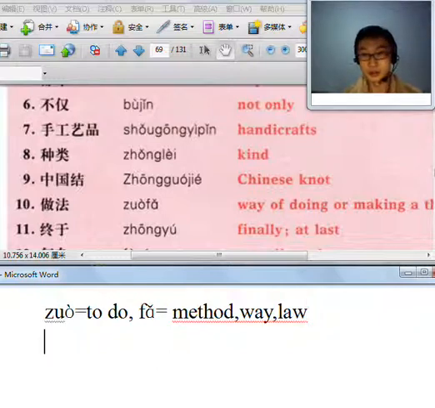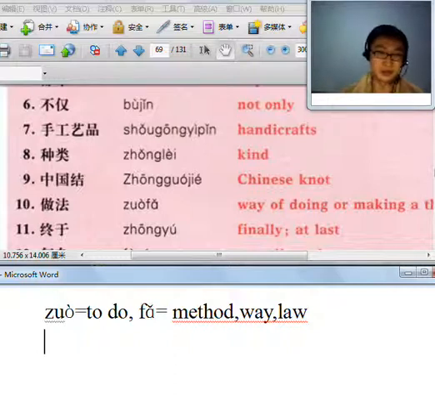第十一个, 终于, finally, at last. But especially it means you try to do something very hard, and finally you get it. That kind of finally. You must try very hard first, then you get it. That is 终于.